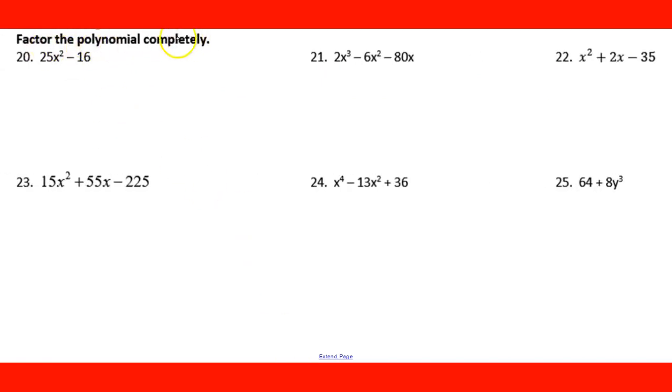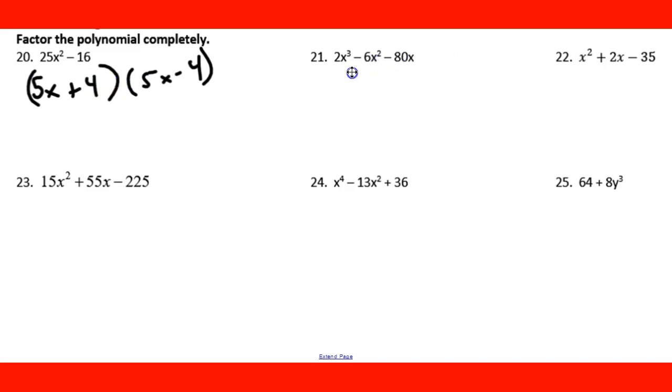Now it says factor this polynomial completely. Well, this is the difference of two squares. So 25x squared, that's going to be 5x, and 16 is going to be 4. So you have 5x plus 4 and 5x minus 4. The difference of two squares.